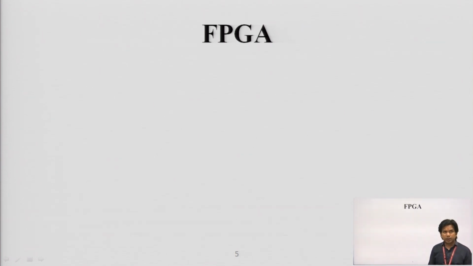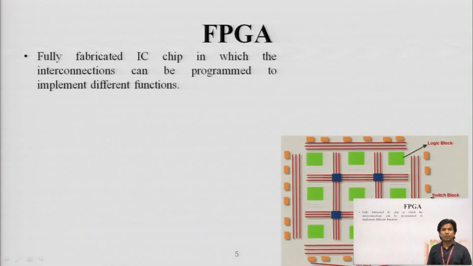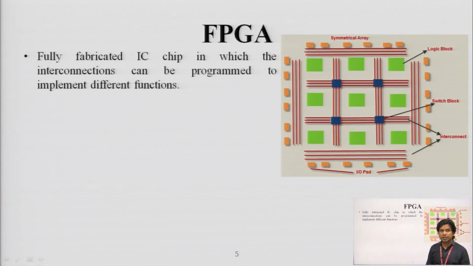In field programmable design, we have a pre-designed kit kind of thing, where we can have a programmable interconnect, which we will see in the form of a diagram. It is a fully fabricated IC chip, which I will show you. This is the fully fabricated IC chip. You can see there are different blocks, like a green color and a blue color. We will talk about all these different blocks here.